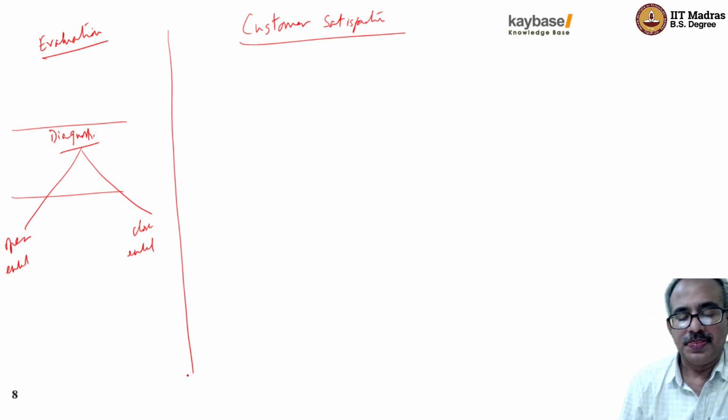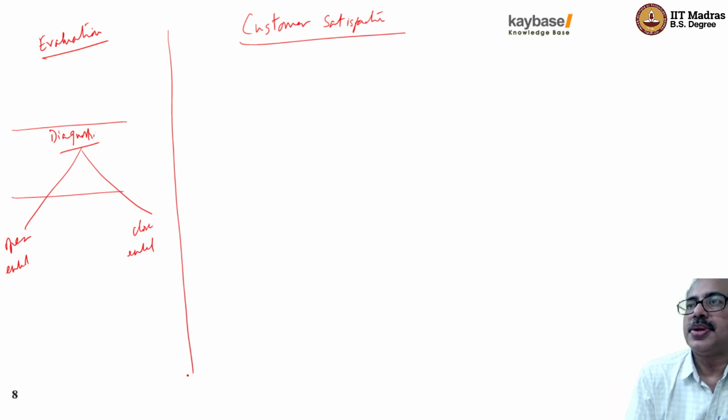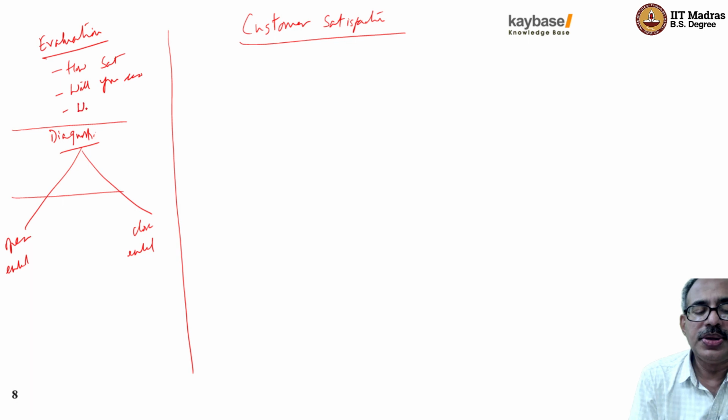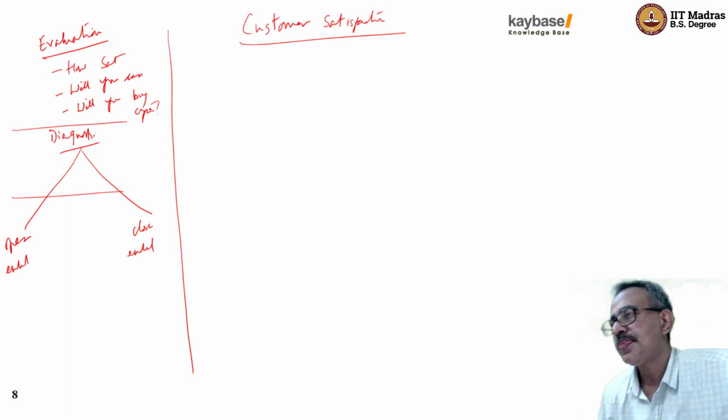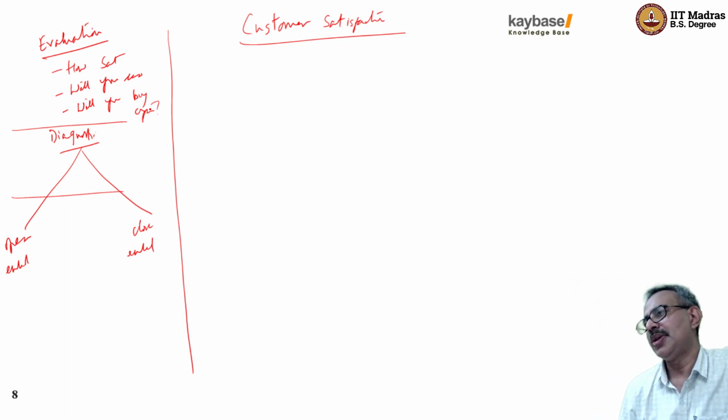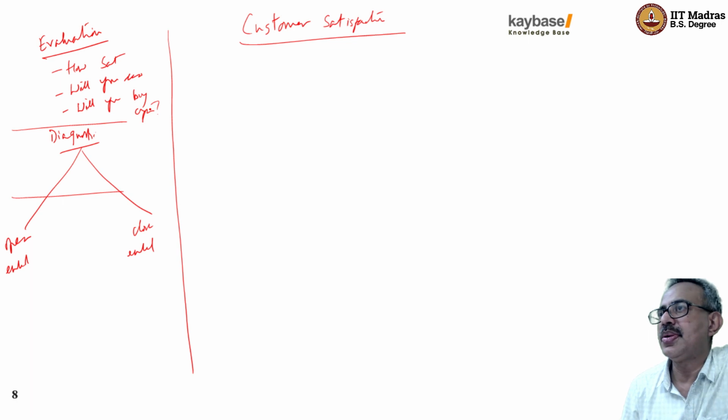Now, in evaluation, there are 3 main questions that we ask. How satisfied are you? Second, will you recommend? Third, will you yourself come back and buy again? Right? Now, the easiest way to do a roundup of this is to do a live example.